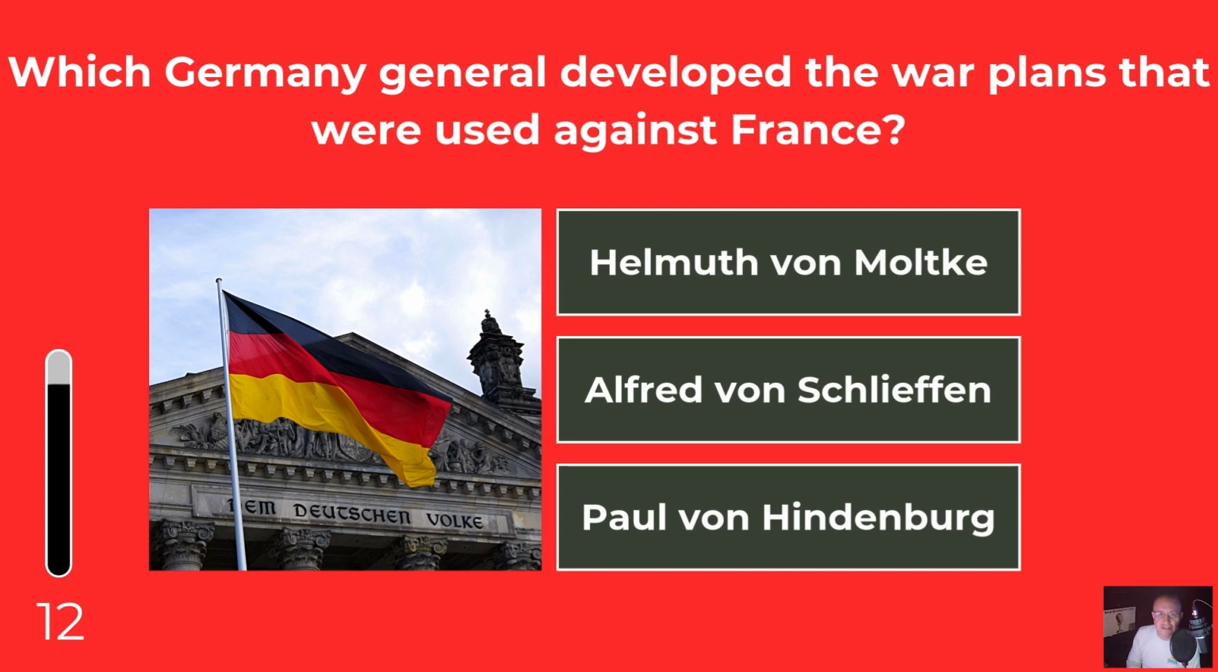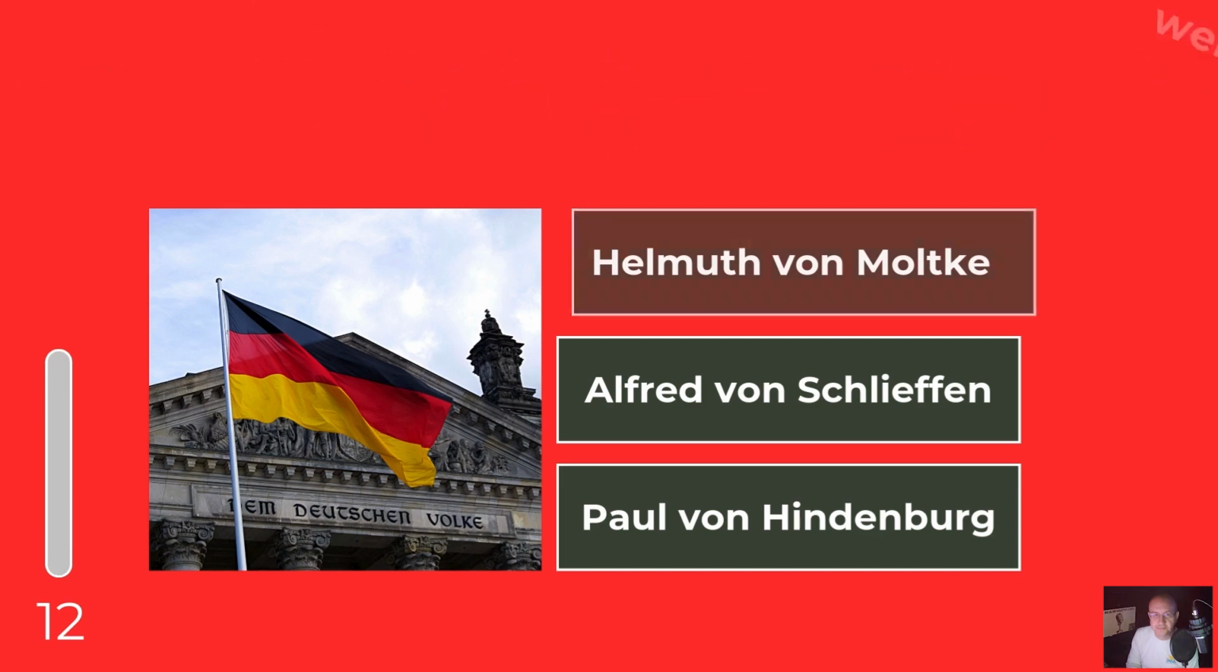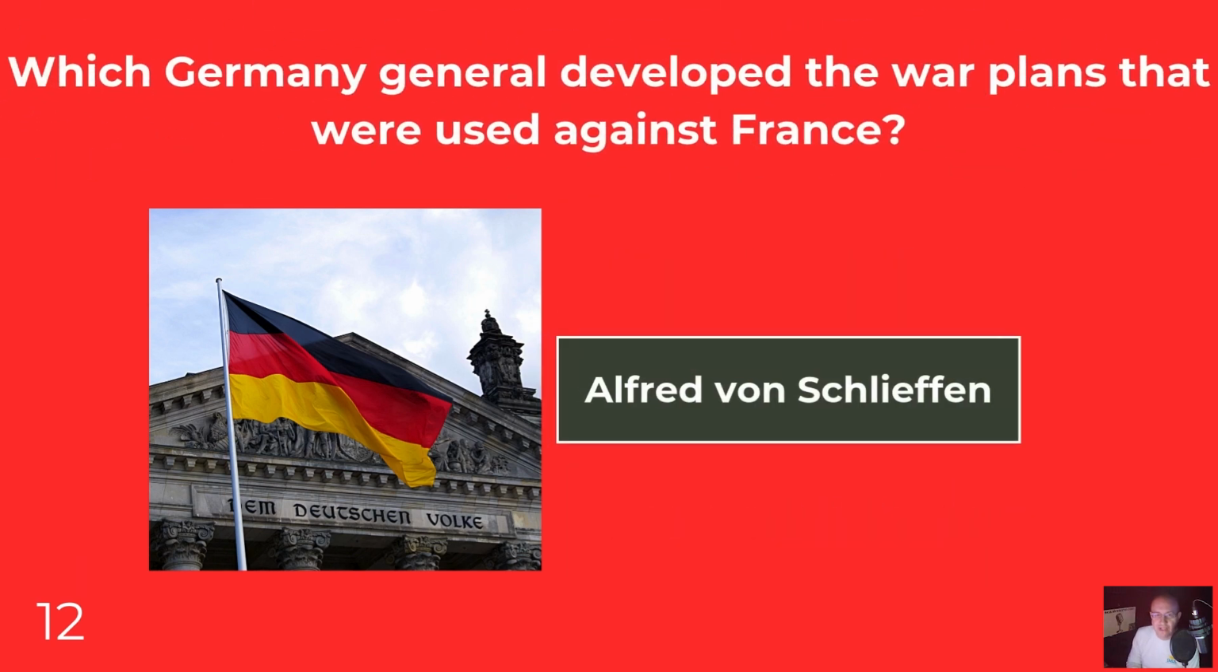Which German general developed the war plans that were used against France? Was it Helmuth von Moltke, Alfred von Schlieffen, or Paul von Hindenburg? It was Alfred von Schlieffen.